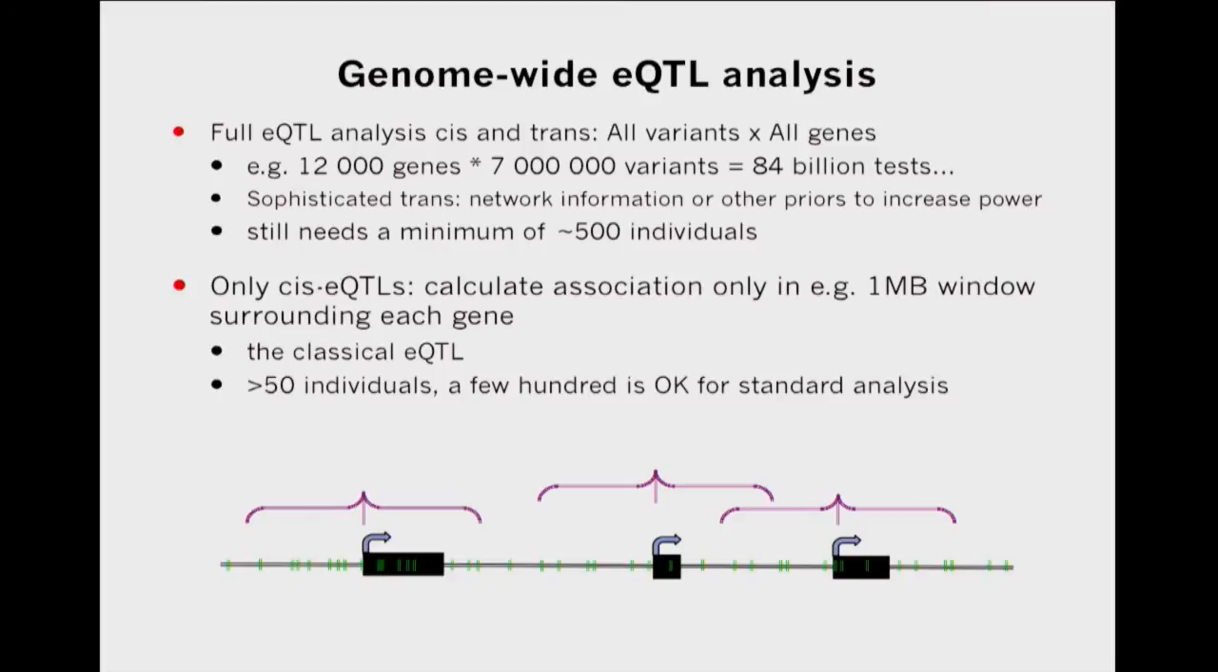What you need this all versus all test for is finding the trans eQTLs that can be basically anywhere in the genome. Because of the multiple testing problem, people have been developing more sophisticated trans analysis approaches. Instead of all versus all, you choose some subset of the data, for example look only at transcription factors or use some network priors. But that's still in development. There are no gold standards in that. And the problem is that in trans analysis, all versus all analysis, or very comprehensive searches, you do need larger sample sizes. So if you have less than 500 individuals, you shouldn't even try. You're not going to find anything.